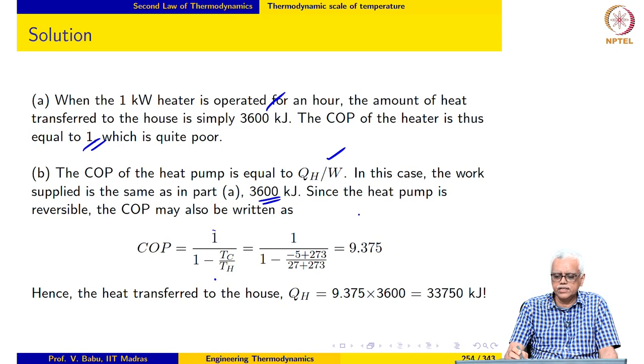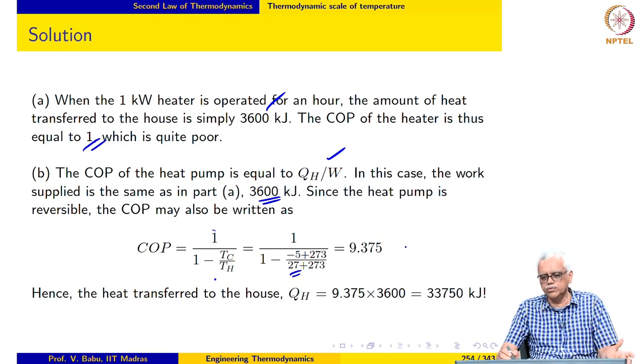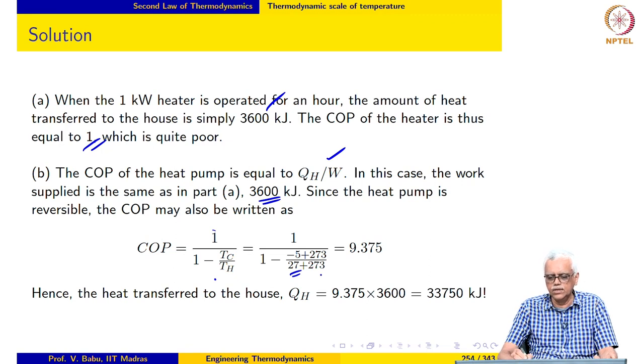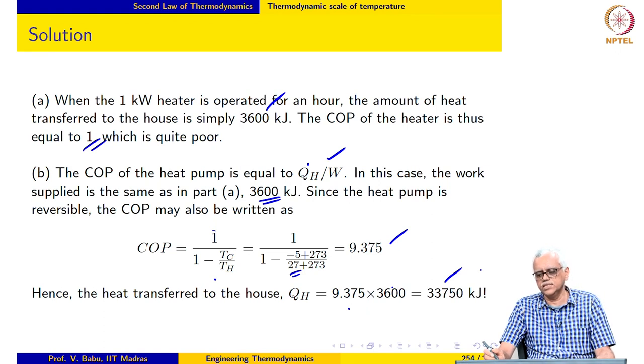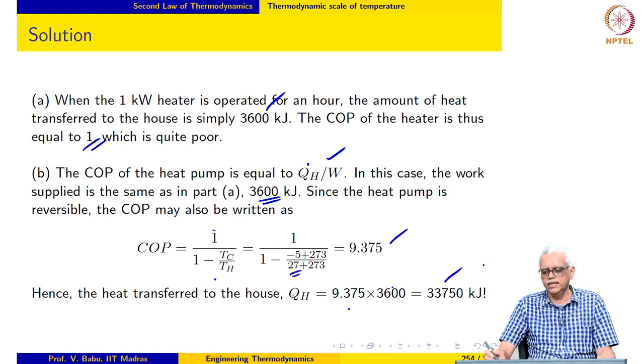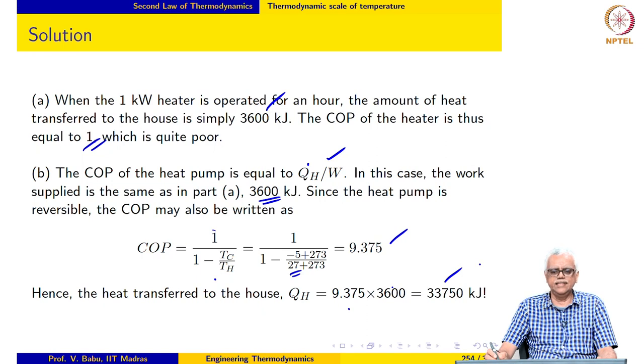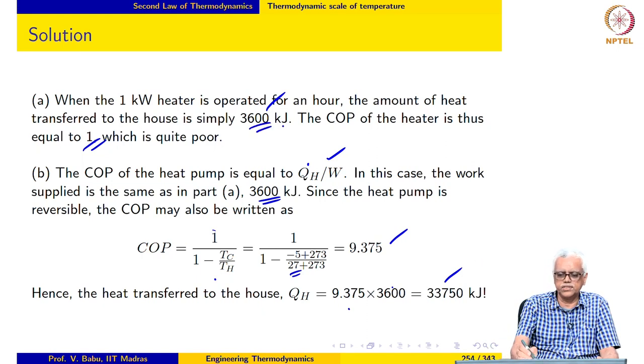So, TC is at minus 5 degrees Celsius, so minus 5 plus 273. The house has to be maintained at 27 degrees Celsius. So, we convert this to Kelvin and we get a COP for the reversible heat pump to be 9.375. So, from this expression, we can then see that 9.375 times 3600, which is 33,750 kilojoules, can be put inside the house compared to 3600.